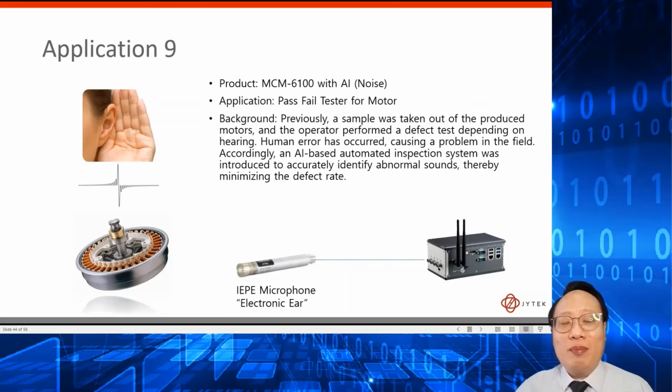So in this case, we recommend our customer replace the operator or the technician with an IEPE microphone, or so-called electronic ear, that will mimic the hearing of a human ear, right? The data is being collected over the MCM 610, and again, they are using a machine learning and AI-based inspection system that will accurately identify sounds. First they will record the sounds of a good model, and then record samples of bad models, and use AI to differentiate between the different types of sounds and come out with the result.